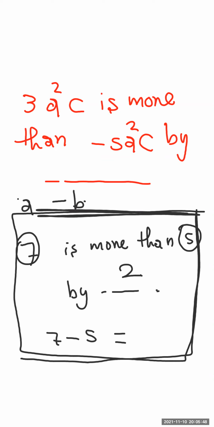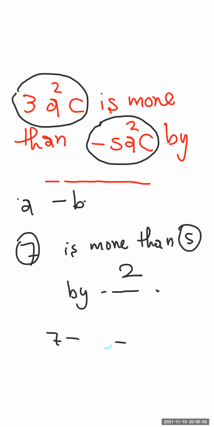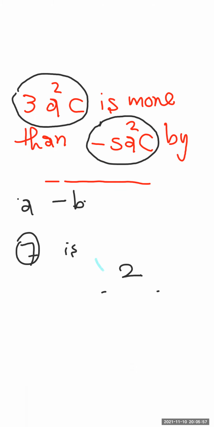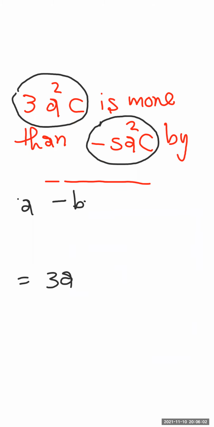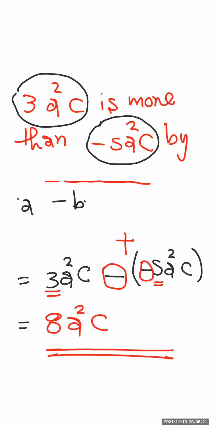So in our question, I have to subtract the first minus the second. So let's solve it. It will become like that: 3a squared c minus the second, that is negative 5a squared c. So now it will equal, it's minus negative, so plus, 3 plus 5, 8a squared c. Clear?